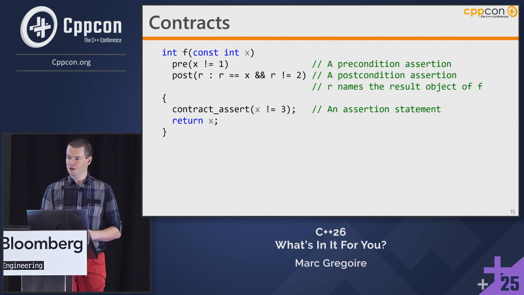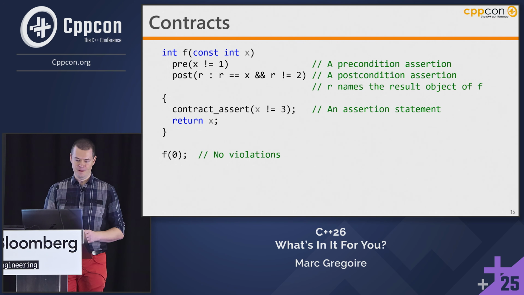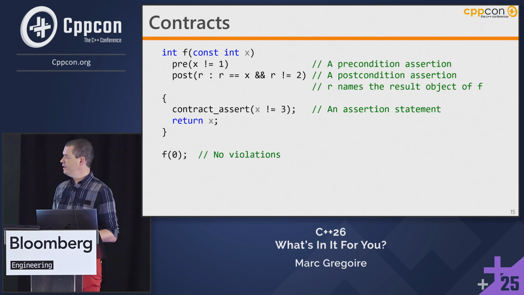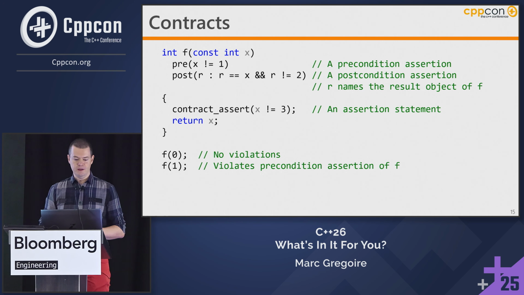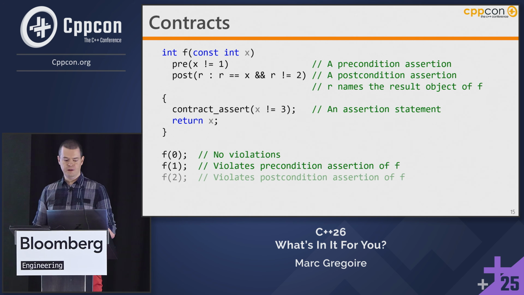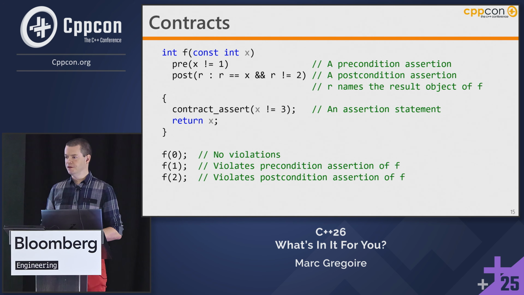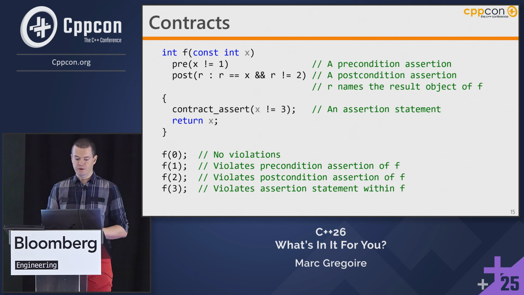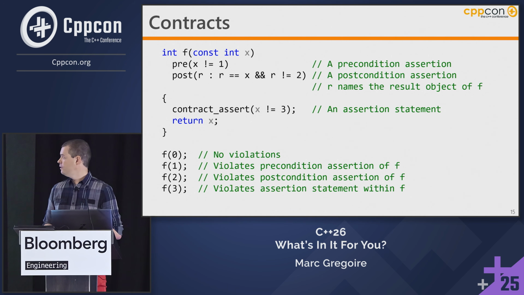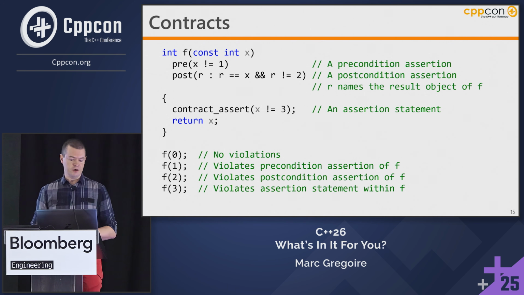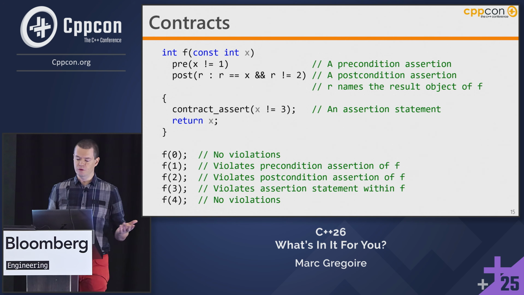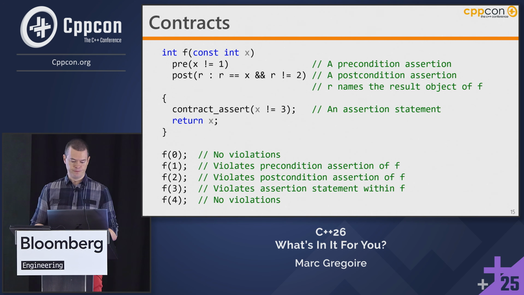It's slide code. If you call it with 0, there are no violations. If you call it with 1, we are violating the precondition. Calling it with 2, you're violating the postcondition. With 3, you're violating the assertion statement in the body of the function. And finally, if you call it with 4, there is no problem.